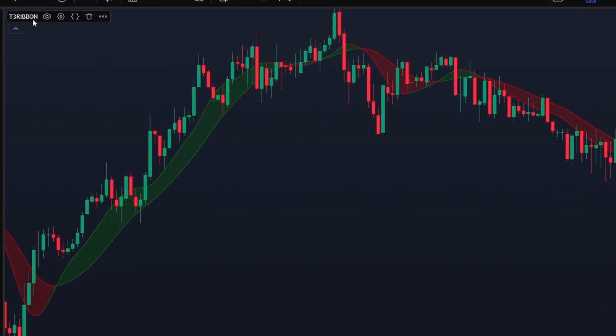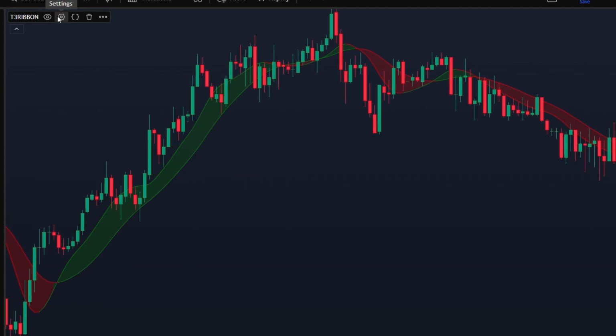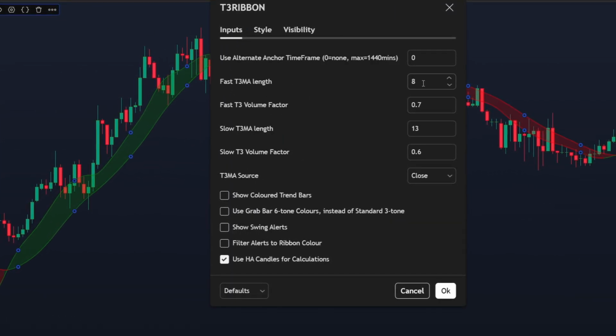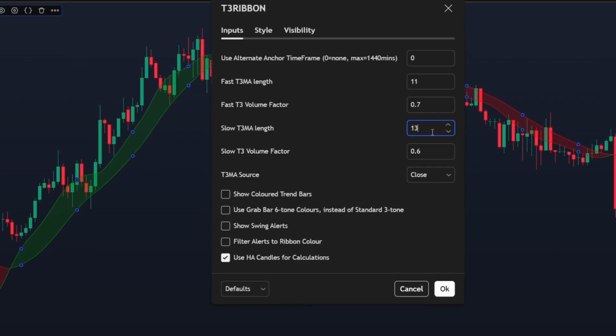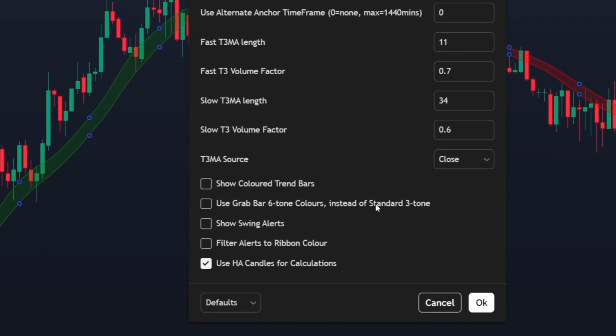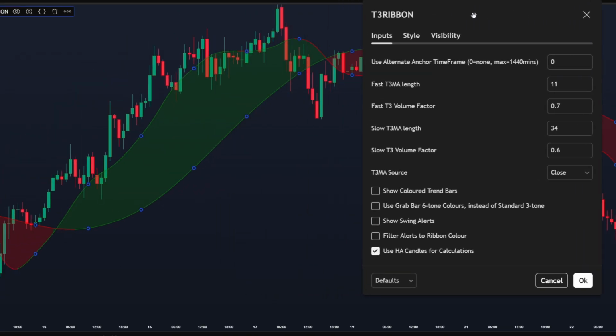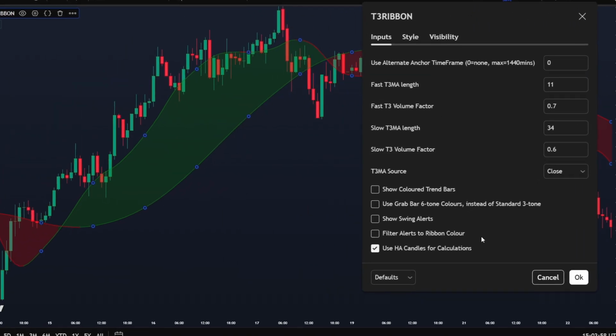Open the settings of the indicator. You can do that from here. In the inputs, set the fast length to 11 and the slow length to 34. Also make sure the calculation source is based on Heiken Ashi candles, because that's how this script is designed to smooth out the price action.